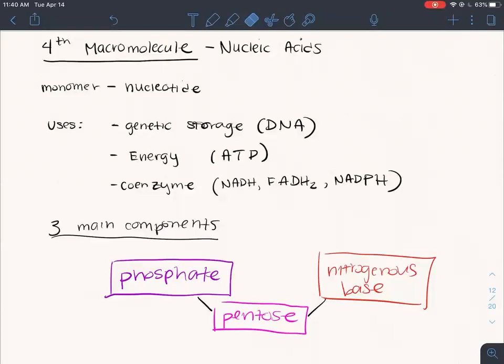I'm a Bio 5A SI, and today we're going to go over nucleic acids and cell membranes. So nucleic acids are the fourth macromolecule that we're going to learn about, and their monomer is called the nucleotide. We use nucleic acids for genetic storage, like in DNA, energy in ATP, and in coenzyme activities, which we will learn more about in cellular respiration and photosynthesis.